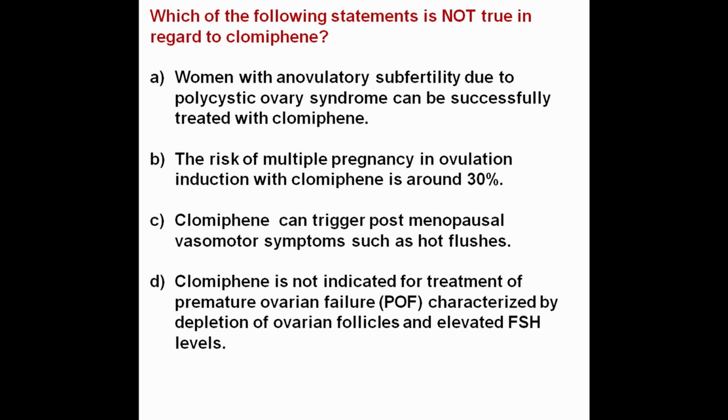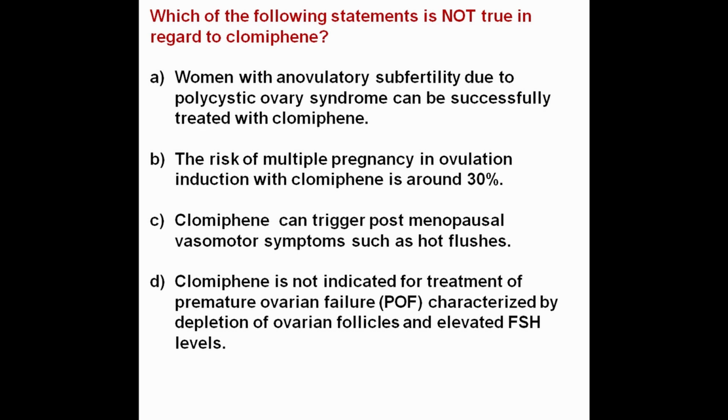A, women with anovulatory subfertility due to polycystic ovary syndrome can be successfully treated with clomiphene. We've seen that is true because that's one of the indications of clomiphene. B, the risk of multiple pregnancy in ovulation induction with clomiphene is around 30%. We saw that the incidence of multiple gestation after induction with clomiphene is about 10%, really around 7 to 10%. So this is not true. 30% is really 3 times the risk.